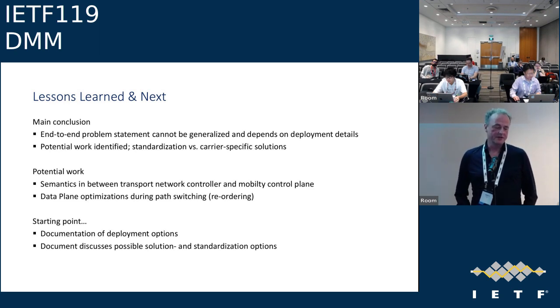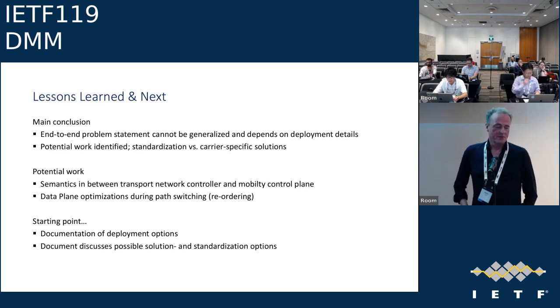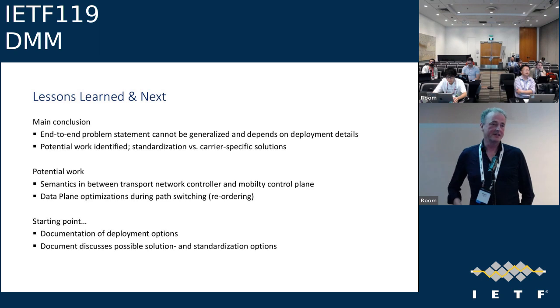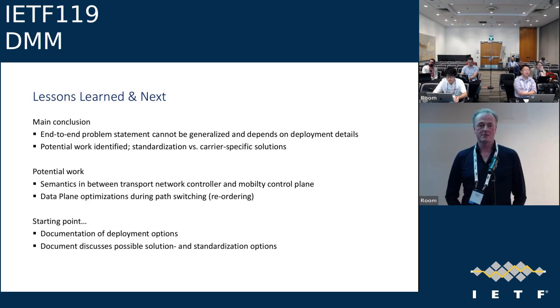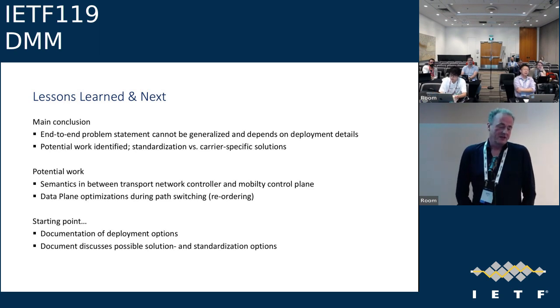Through this exercise, we have some lessons learned. By the way, these are all past slides, so nothing new besides the last slide here. We concluded that the end-to-end problem statement cannot be generalized. So we want an informational draft or best current practices first before we enter solution space, because we think the IETF has a sufficient amount of technology that may be extended to drive these use cases. We don't want to come up with something new from scratch, which is not needed. Potential work also includes functional architecture options, semantics between control components, and data plane aspects. So the starting point we agreed upon was to have documentation as a draft.